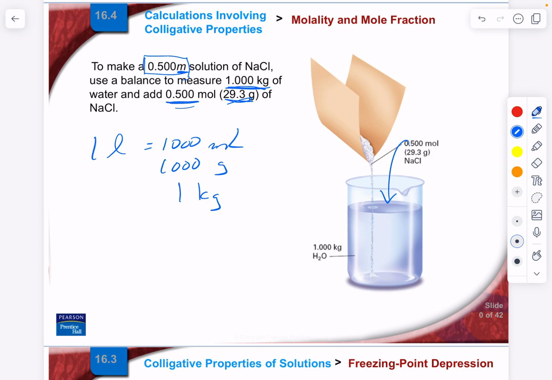And then you will have a 0.500 molal solution. Why 3 significant digits? Well, this number here had 3, this number there had 3, though if I was using the periodic table, I would have gone to 4 significant digits here. This goal had 3 significant digits, and that's why my answer has 3.